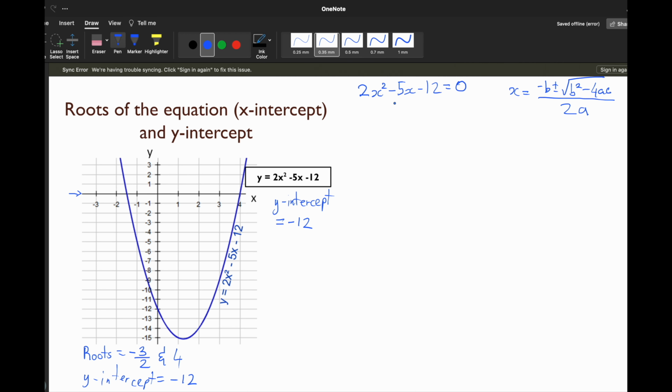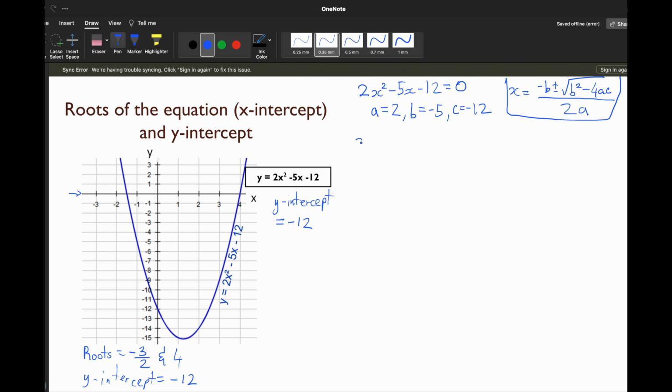All right, so we have this. What is the value of a in this equation? What's the value of a? 2. Lovely. What's the value of b? 5. Oh, shoot, negative 5. Negative 5. And what is c? Negative 12. Minus 12. Lovely. So now that we have these values, we could use the quadratic equation.